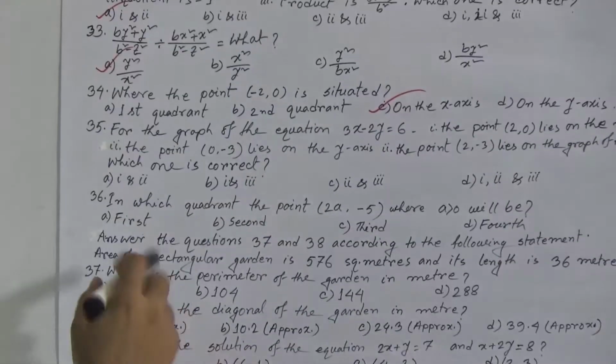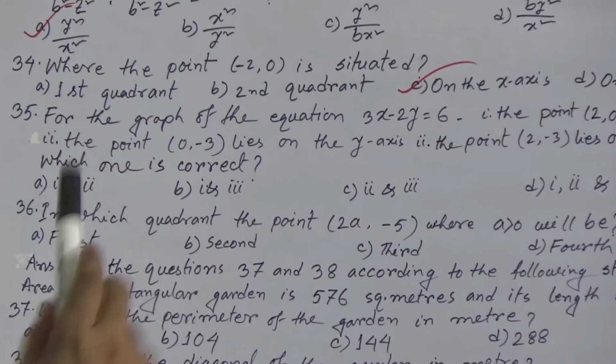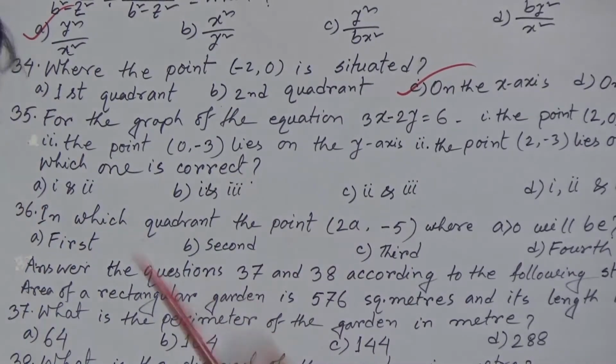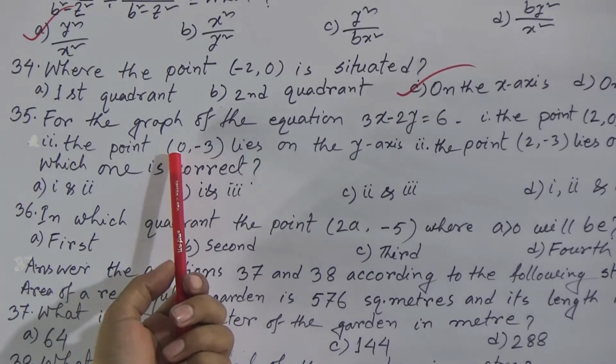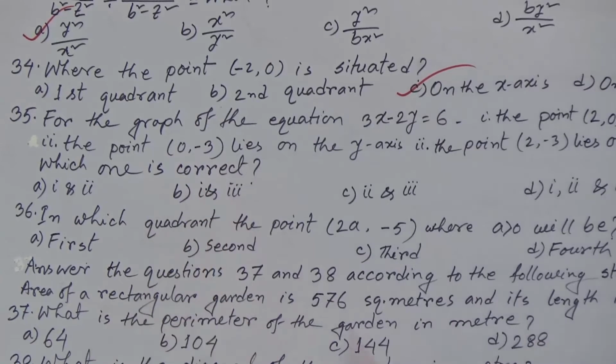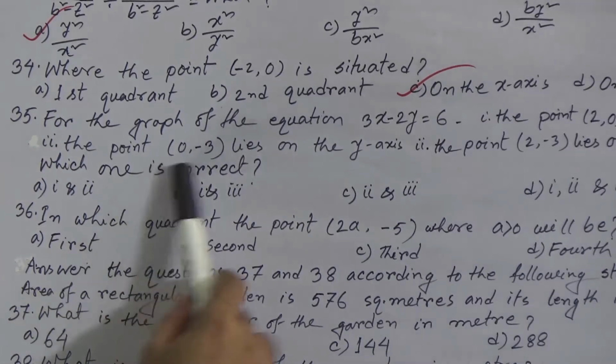Now the second one, the point (0, -3) lies on the y-axis. Yes, this is also true. As the first coordinate is 0, it means the value of x is 0, then the point will lie on the y-axis.